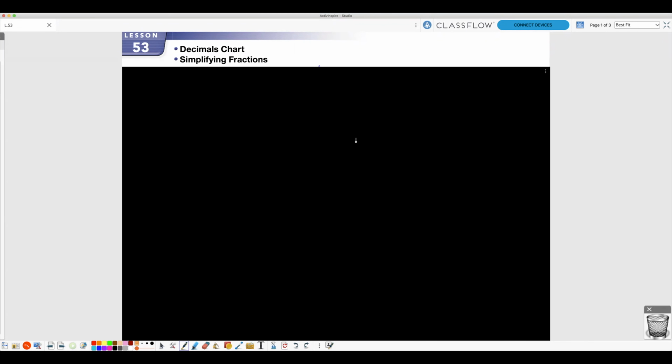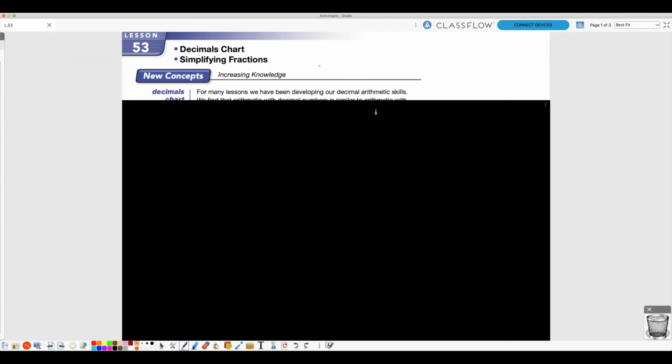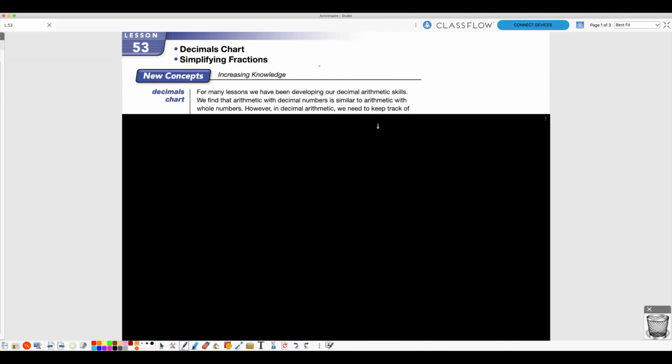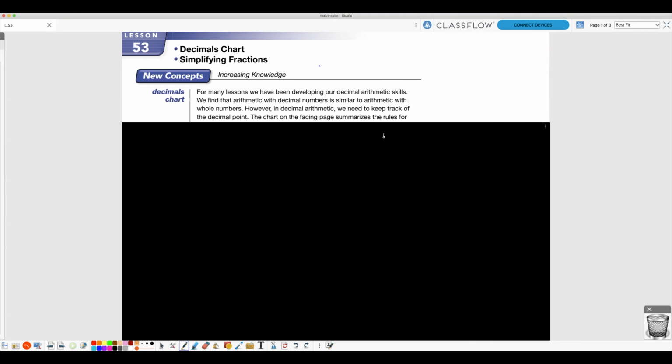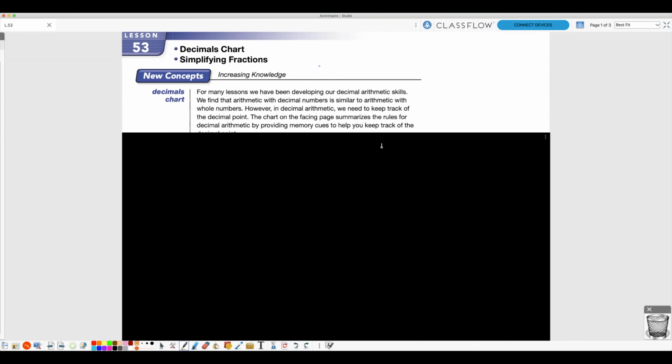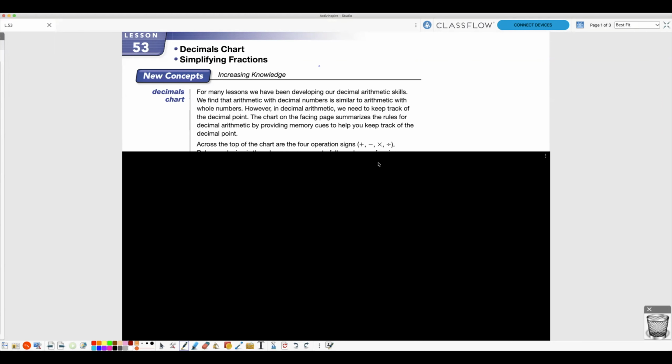This is lesson 53, decimal charts and simplifying fractions. For many lessons, we've been developing our decimal arithmetic skills. We find that arithmetic with decimal numbers is similar to arithmetic with whole numbers. However, with decimal arithmetic, we need to keep track of the decimal point. The chart on the facing page summarizes the rules for decimal arithmetic by providing memory cues to help you keep track of the decimal point.